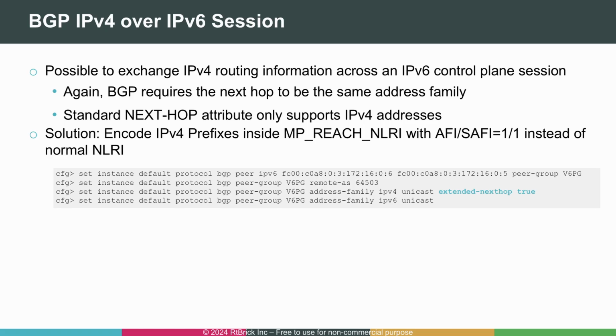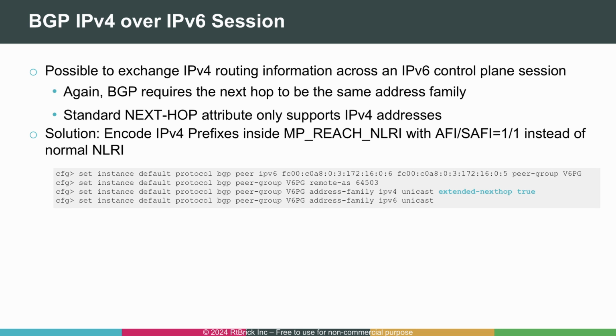If we also want to support IPv4 routes over an IPv6-based BGP session, we again face a problem with the mismatch of the next hop address family. We cannot use the standard next hop path attribute as it only supports IPv4 next hops, and we now have an IPv6 peering address. To resolve this issue, we need to encode IPv4 routes in an MP-REACH-NLRI instead of a standard NLRI, which allows us to define a new semantic for the next hop.